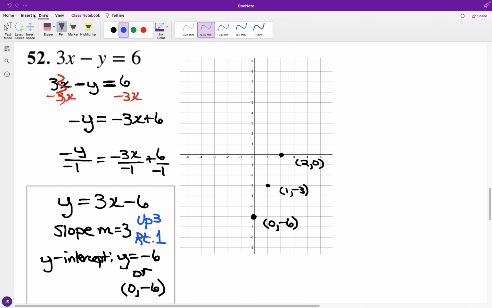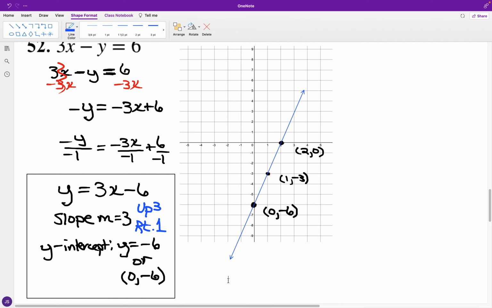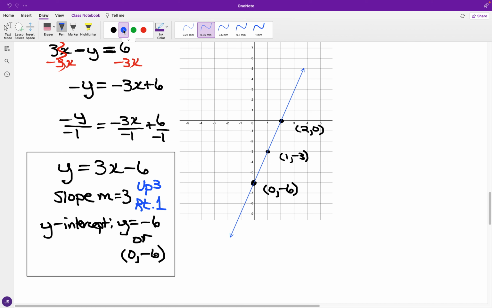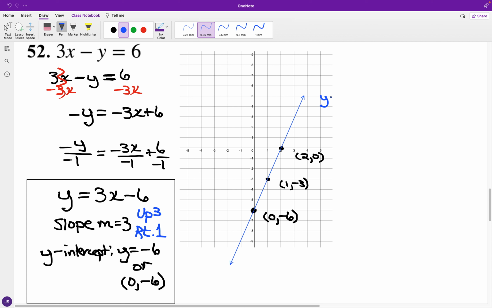And looking at constructing the line. This straight line will represent the equation, with its slope-intercept form being y equals 3x minus 6, as well as what we had originally, 3x minus y equals 6. All right. So in this one, again, we're maintaining a pattern of going up 3 units and shifting over to the right 1 unit.